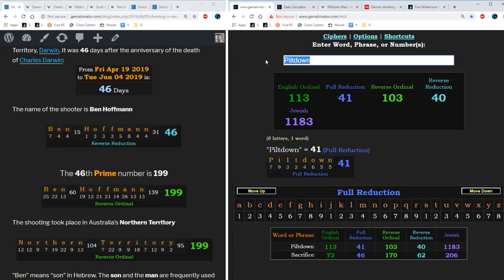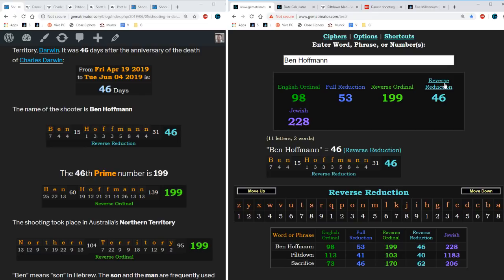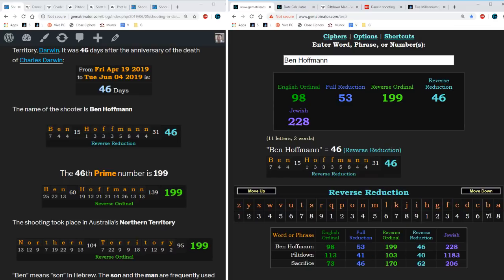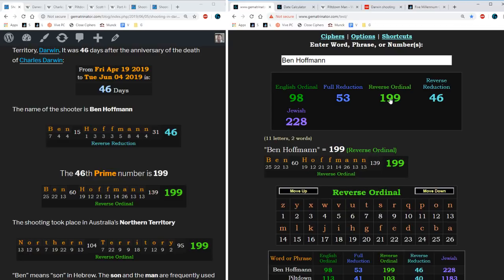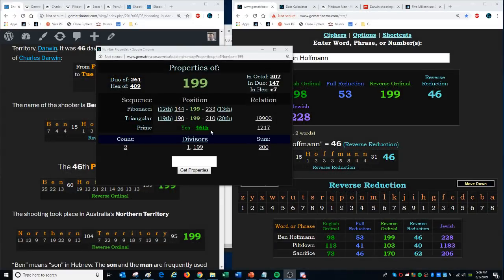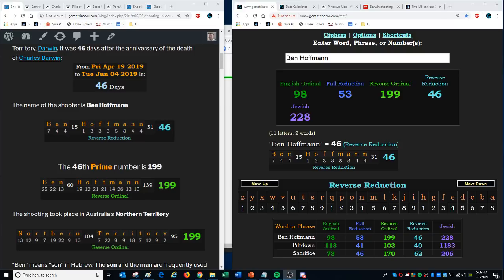The name of the shooter in this event was Ben Hoffman, who spells his names with both 2 F's and 2 N's. Using the reverse reduction method, this is where Z gets the number 1 and A is 26. As you'll see, A, 2 plus 6 reduces to 8, and that's how this cipher works. Ben Hoffman summing to 46. Not only that, but his name also sums to 199. And 199 is the 46th prime number. So he has the number 46 coded into his name twice.